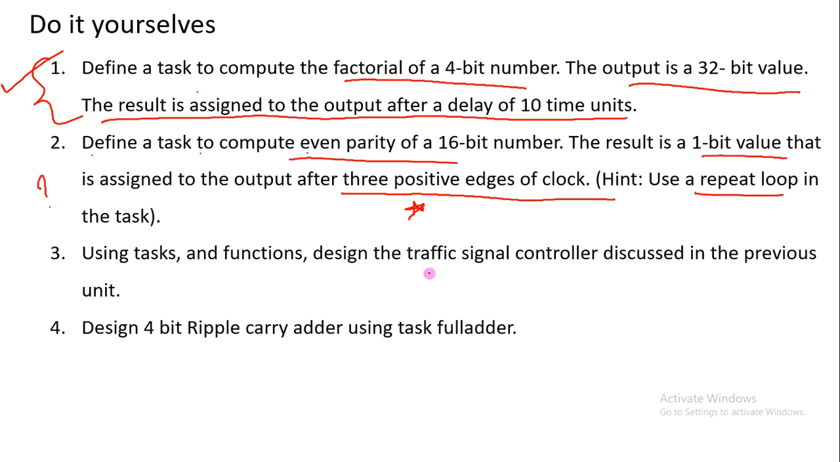Next, use tasks and functions. Using tasks and functions, design the traffic signal control discussed in the previous unit. In the previous unit, we had discussed the traffic signal controller. There, you have ample scope to use a task and/or a function. I'm giving some hint: you can use a task in order to specify the delay. Consider it homework for you to define the delays by yourself.